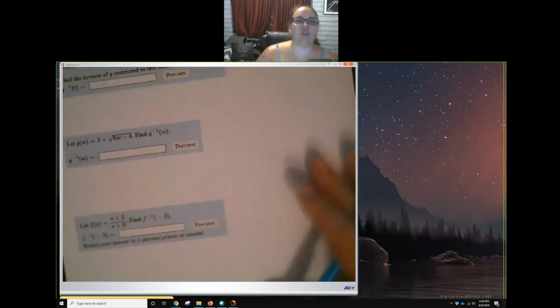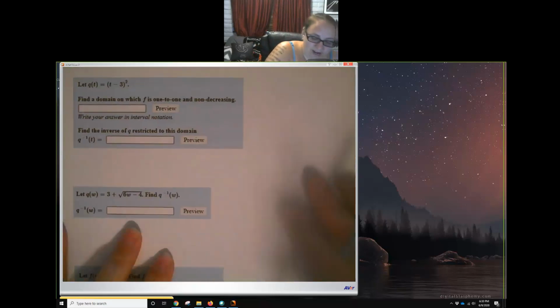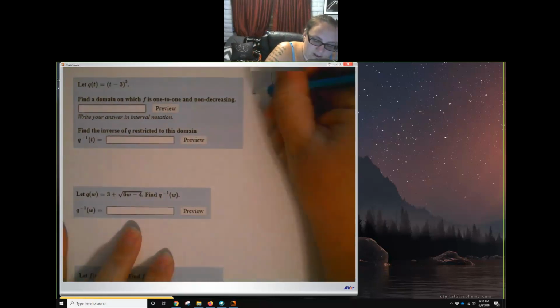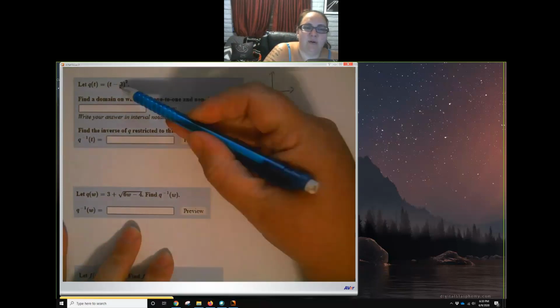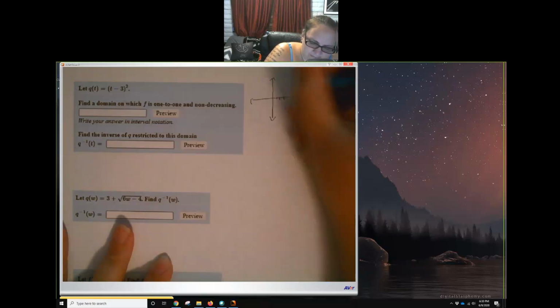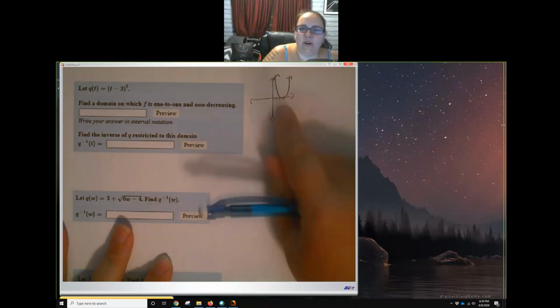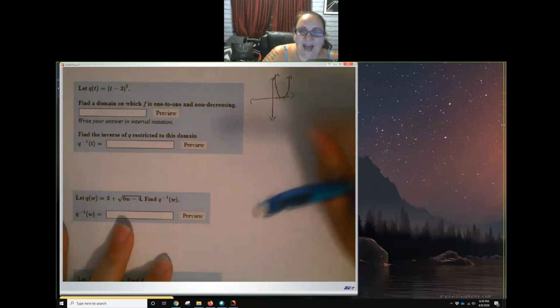So, quadratics, as they're drawn, are not one-to-one. A quadratic is a parabola, right? If we remember our transformation rules, this is a parabola that has been shifted to the right 3 units. This is not one-to-one. Look at it. It would fail the horizontal line test. So that means this does not have an inverse.